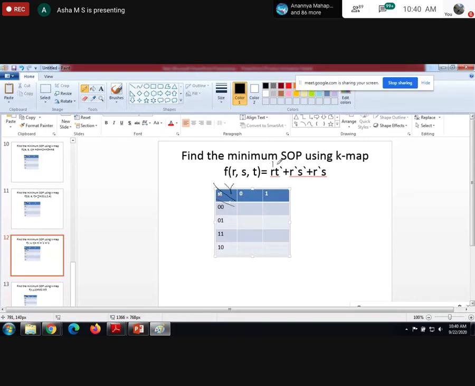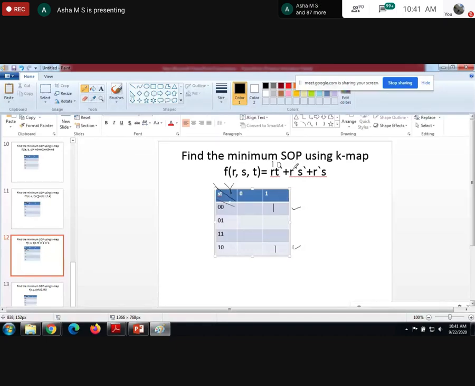Here R is 1, T is 0. Where R is 1, that is in this column, and T equal to 0 in this and this, irrespective of the value of S, place 1 here and here. Okay. Those who are not able to solve it, please listen to me. Those who can solve, you continue. Later, at the end, you can verify the answer.